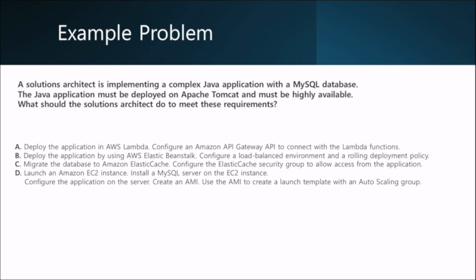So now let's look at the next problem. A solutions architect is implementing a complex Java application with a MySQL database. So Java application and MySQL database. The Java application must be deployed on Apache Tomcat and must be highly available. What should the solutions architect do to meet these requirements? So let's look at A. Deploy the application in AWS Lambda. Configure an Amazon API Gateway API to connect with the Lambda functions.